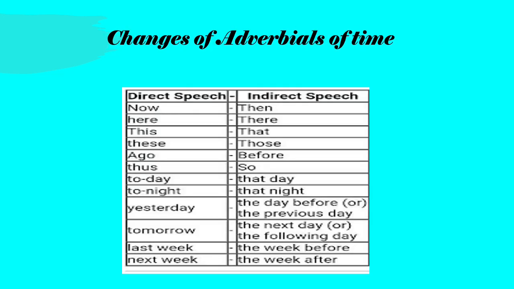All right. And there are some changes in adverbials of time. If it's now, it should be then. If it's here, it should be there. If it's this, it should be that. If it's these, it should be those. If it's ago, we have to use before. If it's thus, it's so. If it's today, it's that day. If it's tonight, it's that night. If it's yesterday, it should be the day before or the previous day. If it's tomorrow, it should be the next day or the following day. If it's last week, it should be the week before. And if it's next week, it should be the week after.